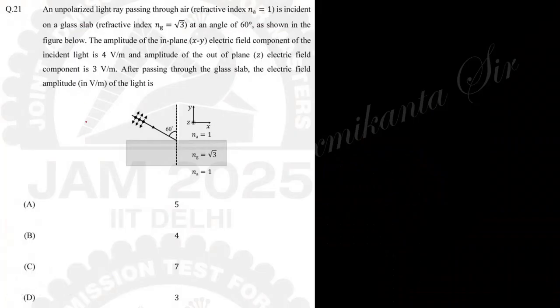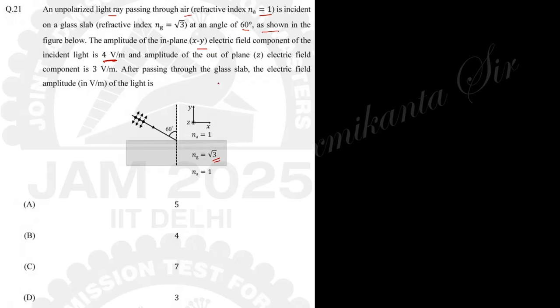The first question says that an unpolarized light ray passing through air, refractive index 1, is incident on a glass slab whose refractive index is √3, at an angle of 60 degrees, as shown in this figure. The amplitude of the xy electric field component of the incident light is this. So this is in the xy plane, which we can say is the parallel plane.